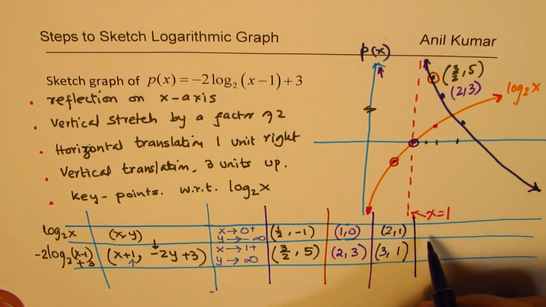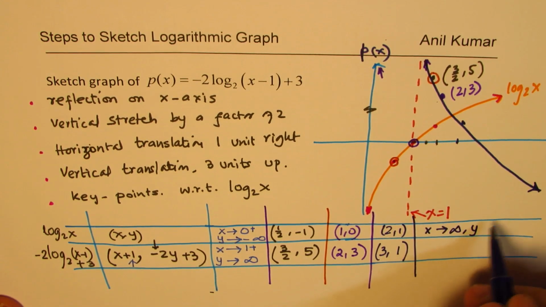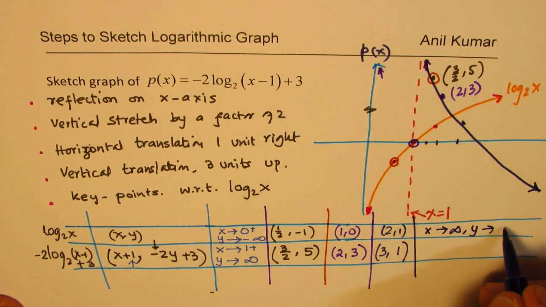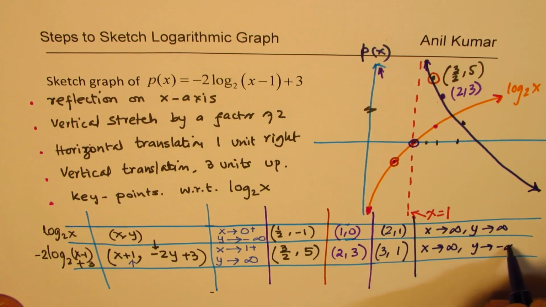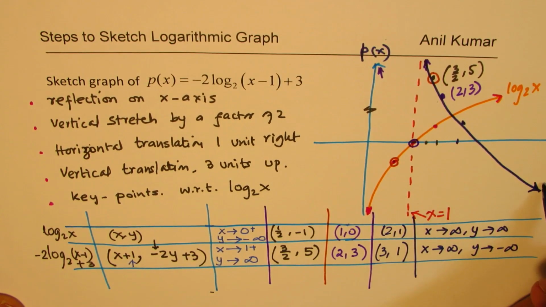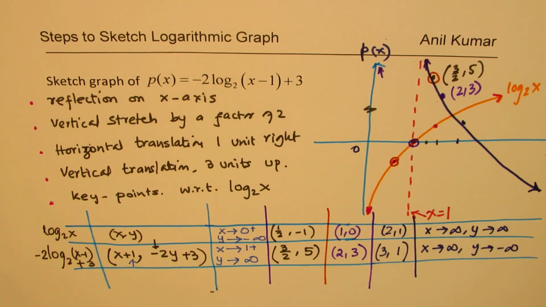Does it make sense to you? So you can see that when x is approaching infinity, y was earlier approaching positive infinity, but now when x is approaching infinity, y approaches negative infinity. So that becomes the end behavior. Perfect. So that is how we'll get the graph of our transformed function now.